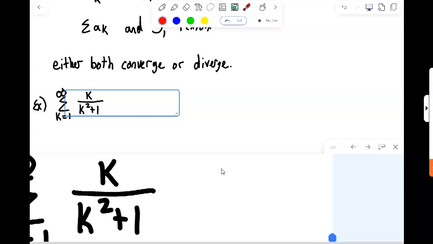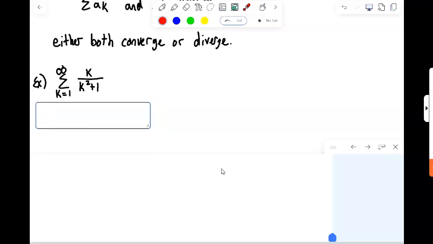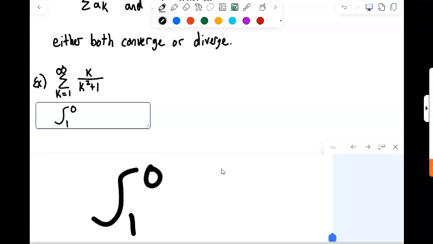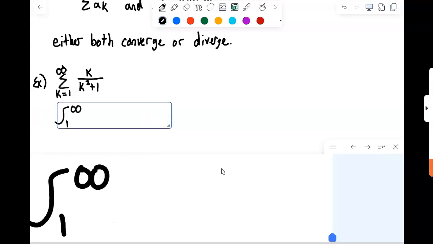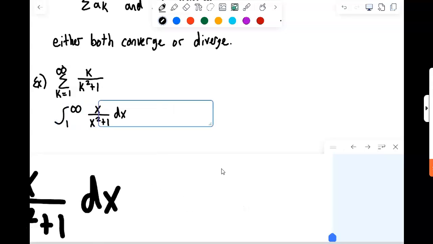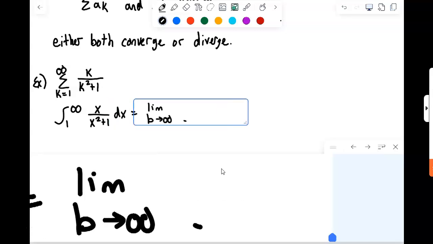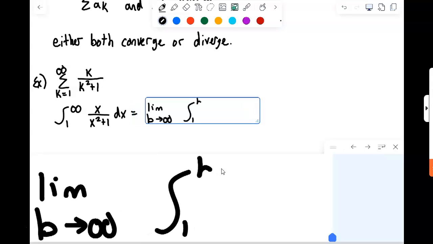Okay, so now we're going to turn to the integral test. So we're looking at this thing by comparing it to the integral from 1 to infinity of x over x squared plus 1. So we need to work out this integral. Remember, this is the limit as b goes to infinity of the integral from 1 to b.